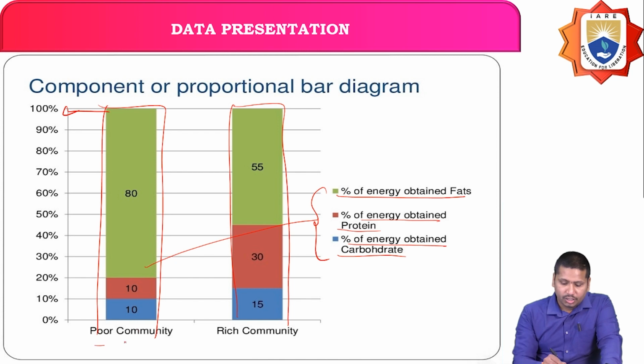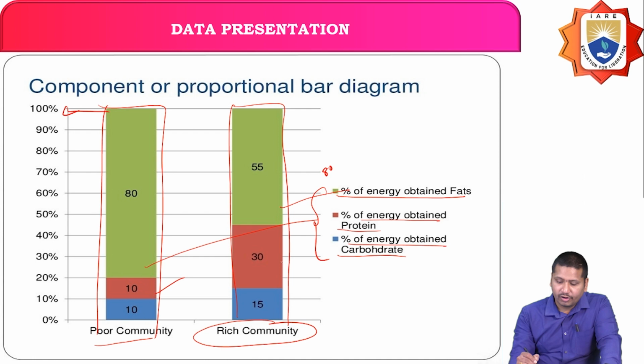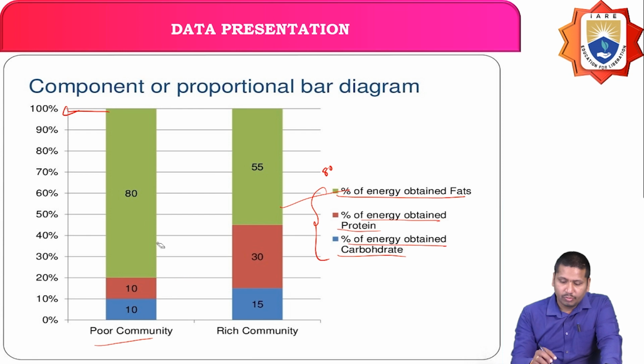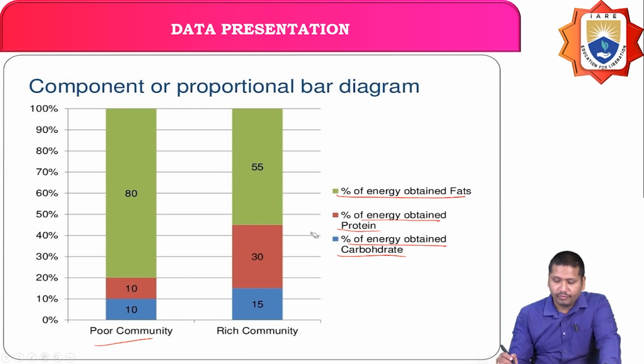So by seeing this, in the poor community around 80 percent of energy is obtained from fats, 10 percent of energy from protein, and 10 percent of energy from carbohydrate. Similarly, if I take the rich community, 55 percent obtain energy from fats, 30 percent from protein, and 15 percent from carbohydrate. So by seeing this, I can compare how the rich community people and the poor community people are.